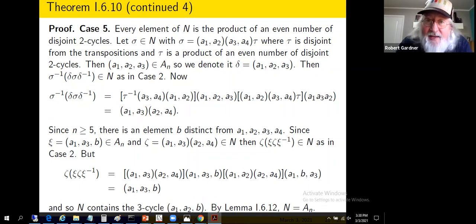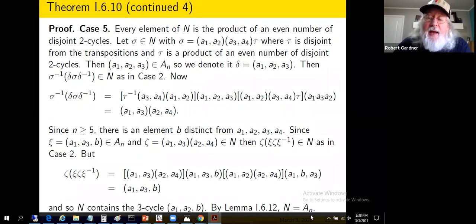So in all 5 cases, we've shown that if A sub n has a non-trivial normal subgroup, then that subgroup must be A sub n, so that there are no proper normal subgroups of A sub n.